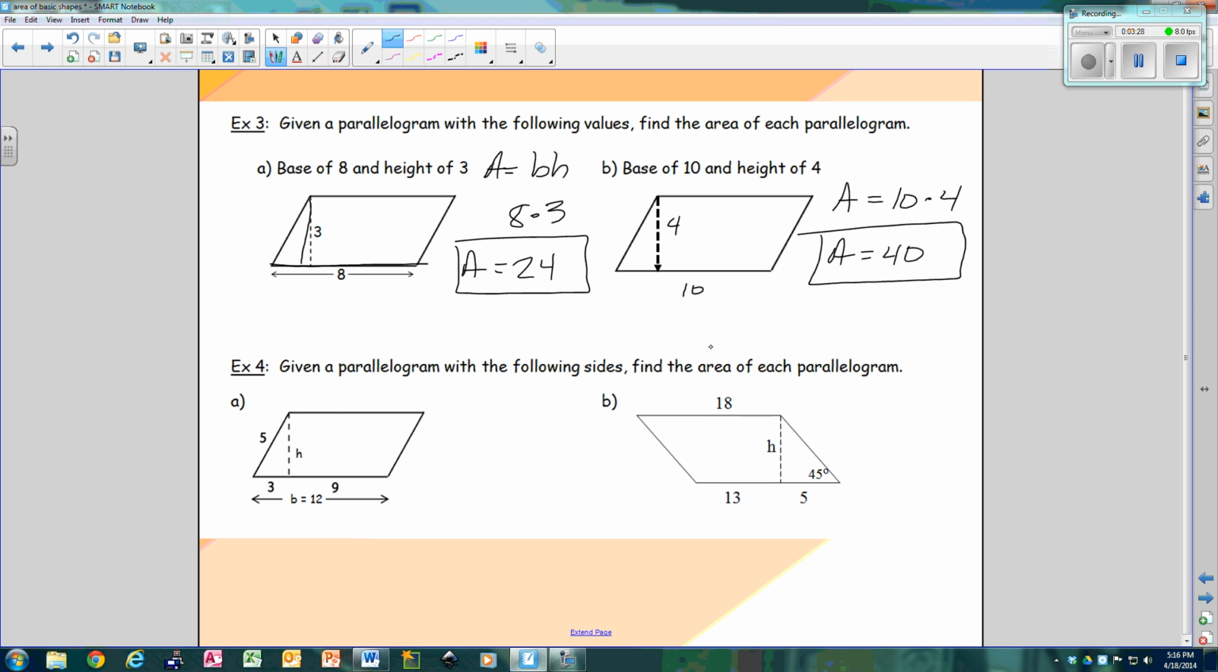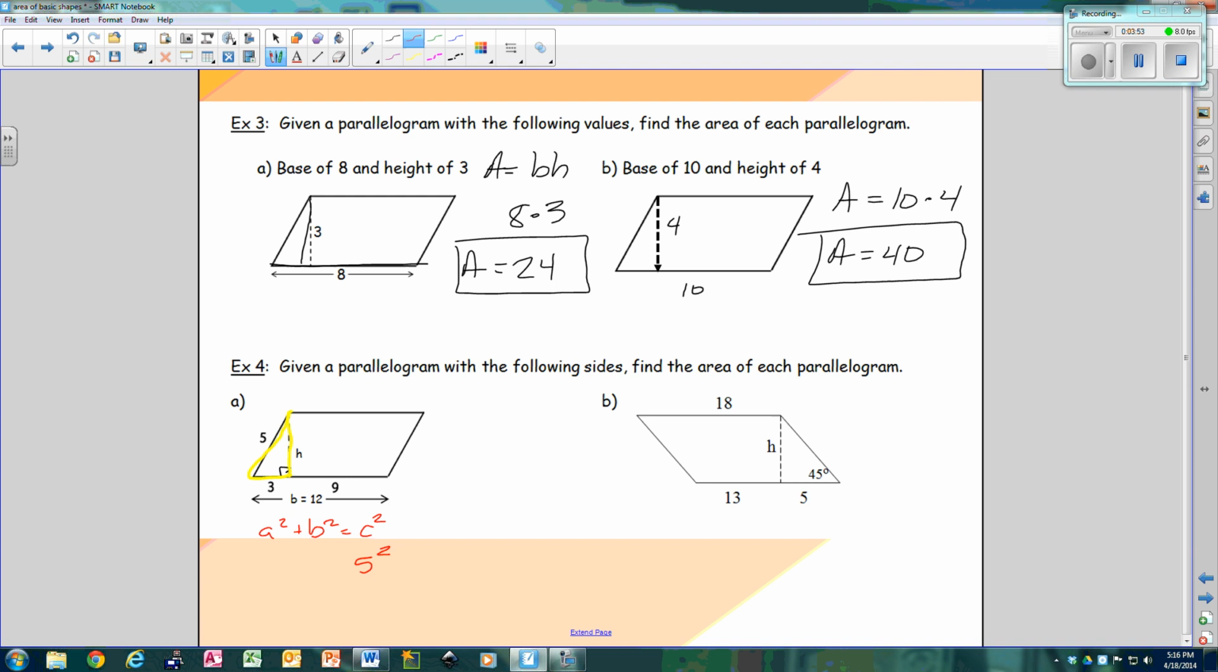Okay. Sometimes they may ask you to find the height given the other information, like here. If you remember, your height has to be perpendicular to your base. So what it does is it makes this little right triangle right here. So I can do Pythagorean theorem. So I've got a squared plus b squared equals c squared. Well, I know the slanted side, so that means I'm going to subtract.